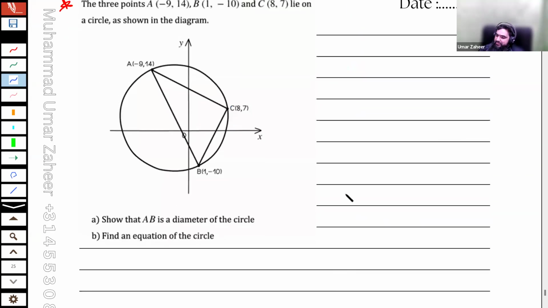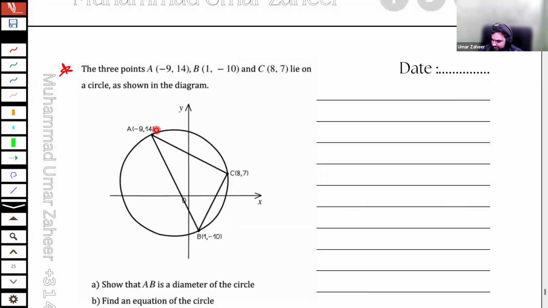Now he says that you have to show that AB is the diameter. If AB is the diameter, then this angle must be 90 degrees, right? So this means that if you want to be sure that AB is the diameter, we need to be sure that this angle is 90 degrees. Yes, you have to go to the trigonometry. Can anyone tell me how we can show that it is 90 degrees?